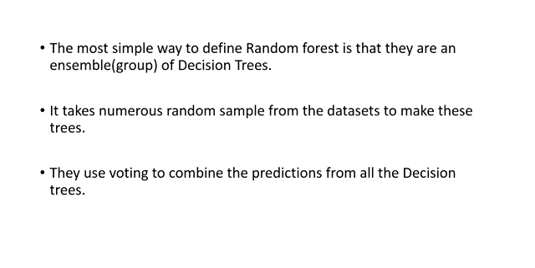The simplest way to define a random forest is that it is an ensemble of decision trees. Ensemble meaning a group. It's clear from the name itself: a forest and a tree. A forest is a set of a large number of trees. Now where does the word random come from? Random, because the random forest algorithm takes random samples from the input data set to make these decision trees.